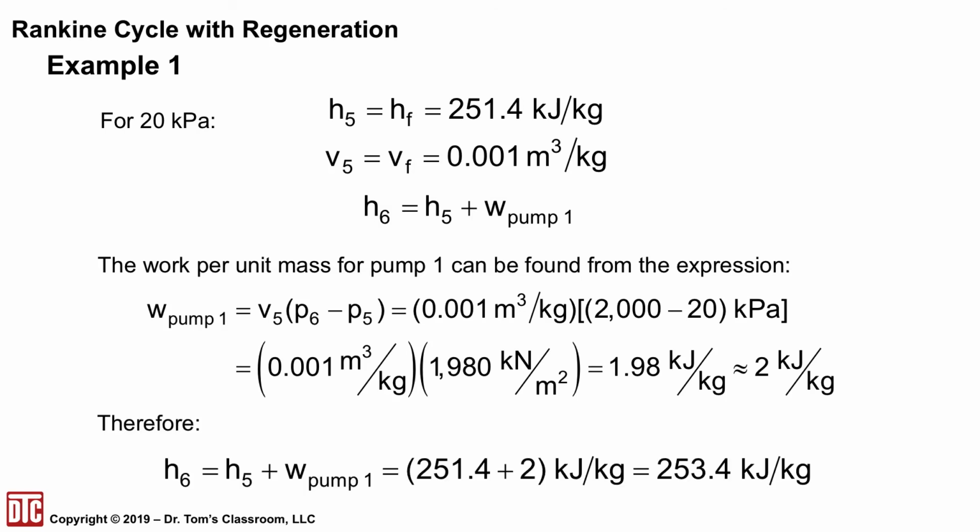So if we add that to our H5, it doesn't add a whole lot. We actually could have just said neglect the work of the pumps, but I wanted to show you where they fit in here. So we've got 251.4 plus 2, basically, kilojoules per kilogram, so that's 253.4 kilojoules per kilogram.